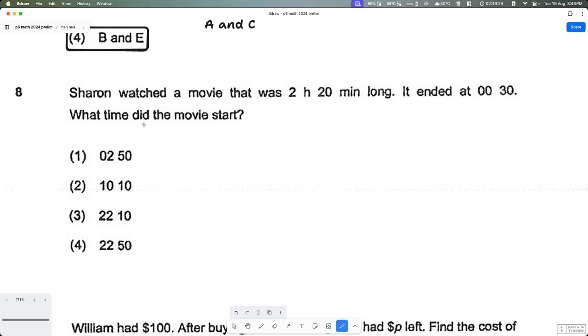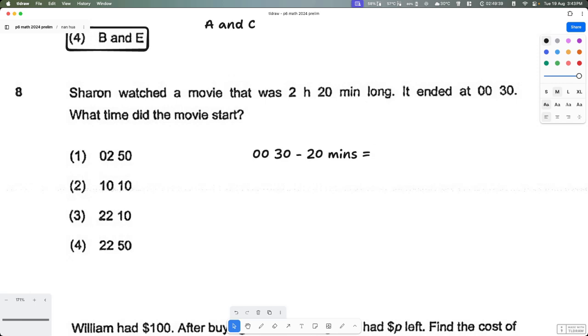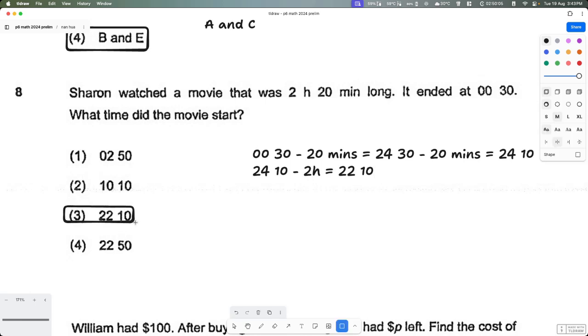Question number 8. Sharon watched the movie that was 2 hours and 20 minutes long. It ended 0030. What time did the movie start? Okay, so it ends at 0030, so minus 20 minutes. It is the same as 24:30 minus 20 minutes, which is equal to 24:10, right? Okay, then we have that. Next one is 24:10 minus 2 hours, which is equal to 2210. Okay, so the answer is option number 3 for question number 8.